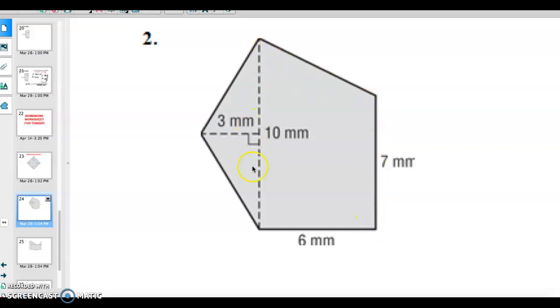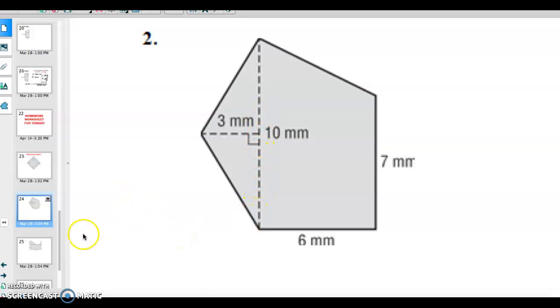Number 2, this is a trapezoid right here. It's a trapezoid and a triangle. And what you're going to have to do is find the height of the trapezoid, which is actually a 6. This 6 represents the height. So these are the bases of the trapezoid, and this is the height. 10 is the base of the triangle.